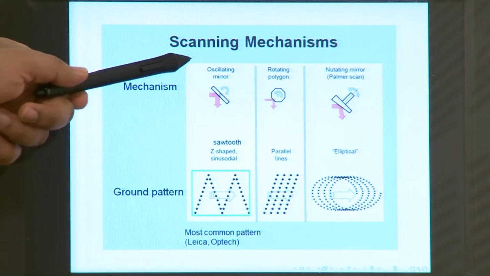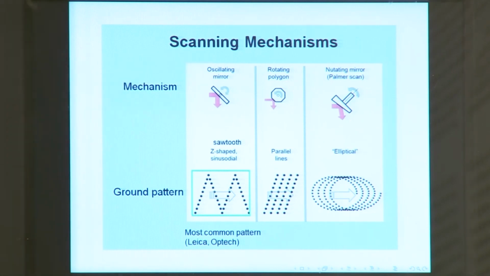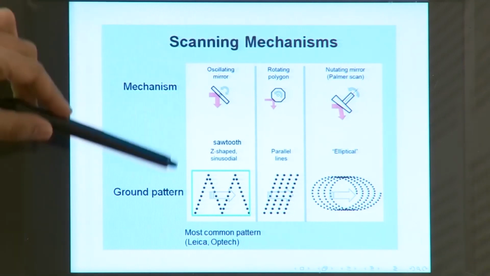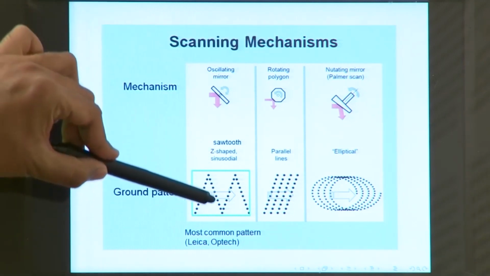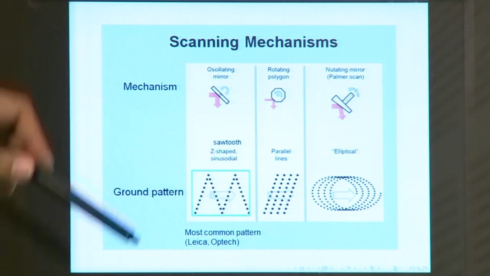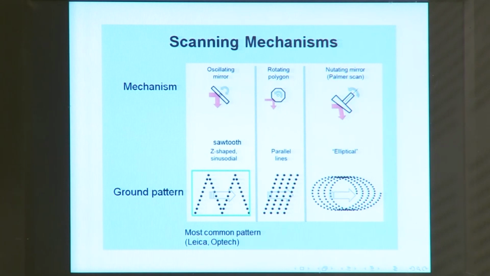The first one is an oscillating mirror. In this case, you have a laser beam that is going like this and you have a mirror that is oscillating. When the mirror oscillates, the reflected pulse is going to move like this. So, this is the ground pattern that you get. Essentially your aircraft is moving like this and you are getting a pattern like this. So, you get a sawtooth pattern or a Z shaped pattern when you are using an oscillating mirror.